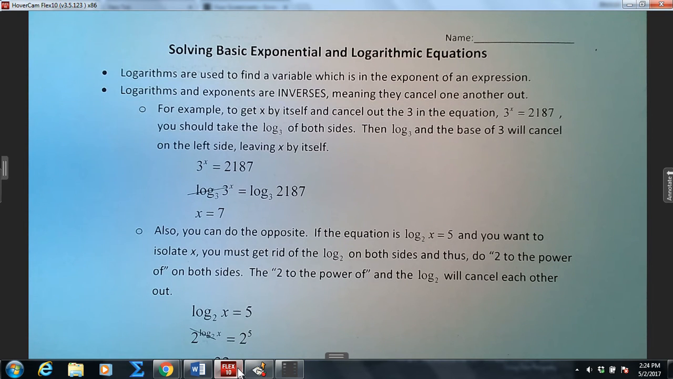This is a short little video with an introduction on how to solve exponential and logarithmic equations. We've graphed them, we know what they look like, but now let's talk about how to solve them.